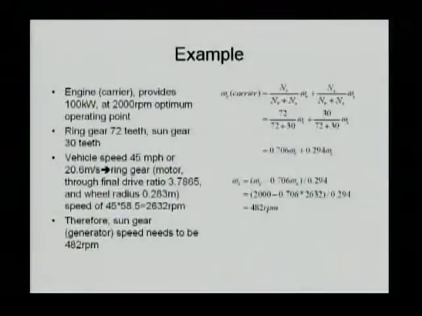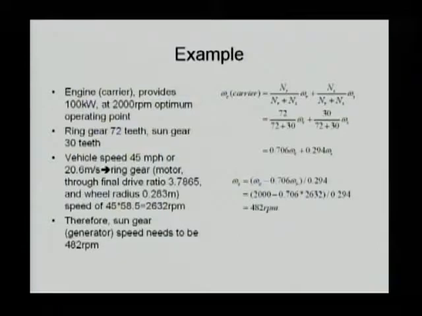So this is why this system is sometimes called a torque split, because the input gear is the carrier, and the output gears are the ring gear and the sun gear. Each of the output gears has a certain percentage of the input torque. And the sum of the speeds of the ring gear and the sun gear is also equal to the input speed of the carrier.